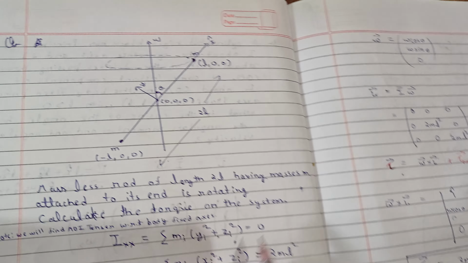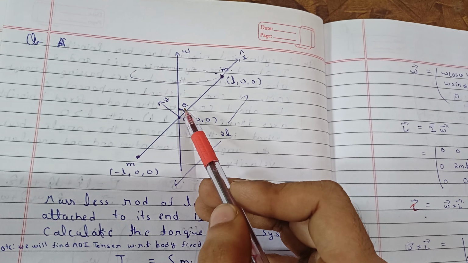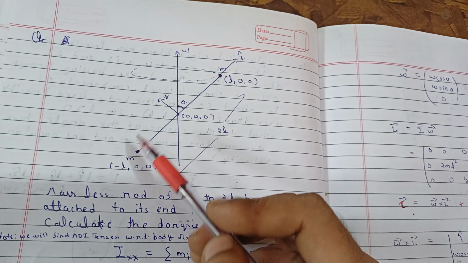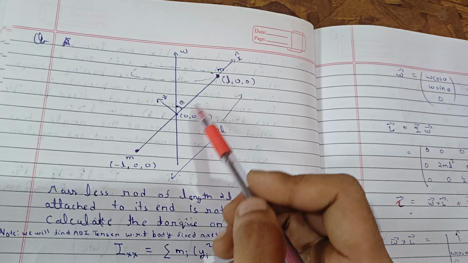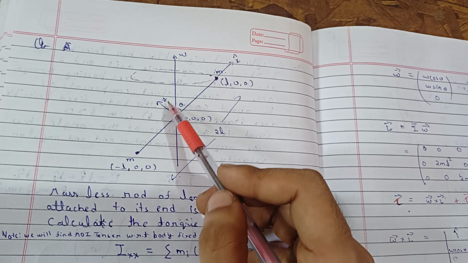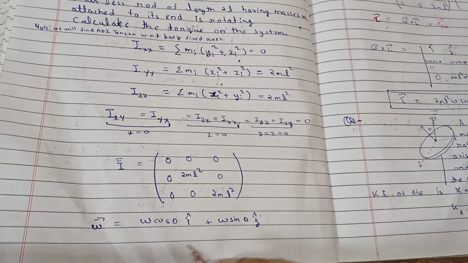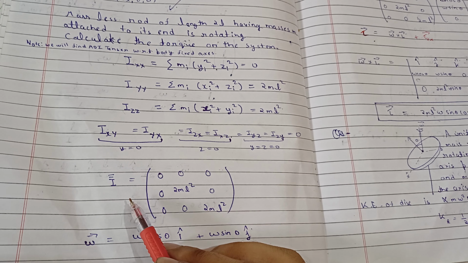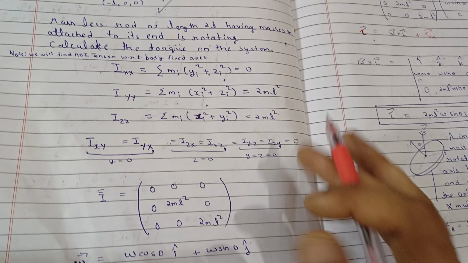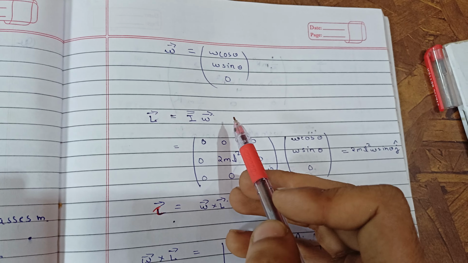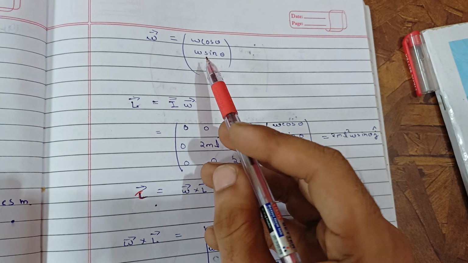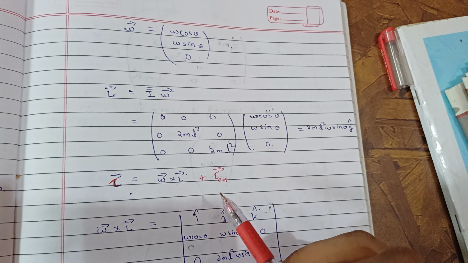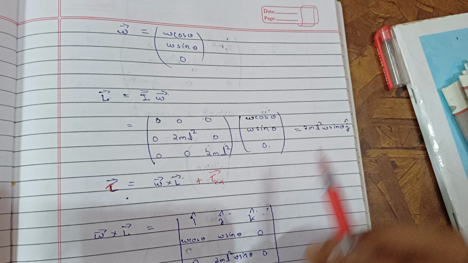And what will omega be? If this angle is theta, then omega will have a component omega cos theta in the x cap and omega sin theta in the y cap. So omega is omega cos theta i cap plus omega sin theta j cap. Now you have omega and you have I, so how can you find the angular momentum? L is I omega. Just multiply the moment of inertia tensor with this omega. This will give you 2ml square omega sin theta j cap. Now you have found your angular momentum.